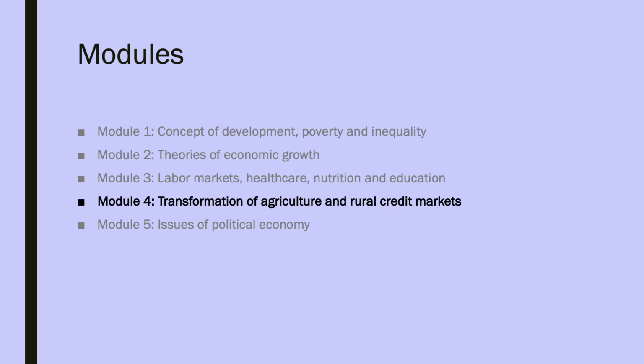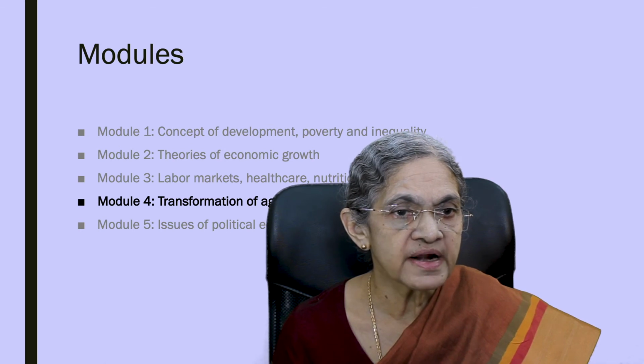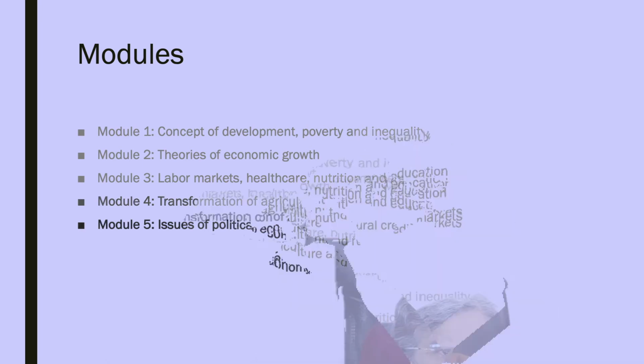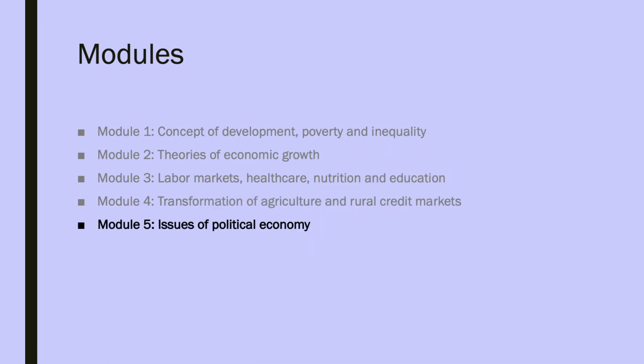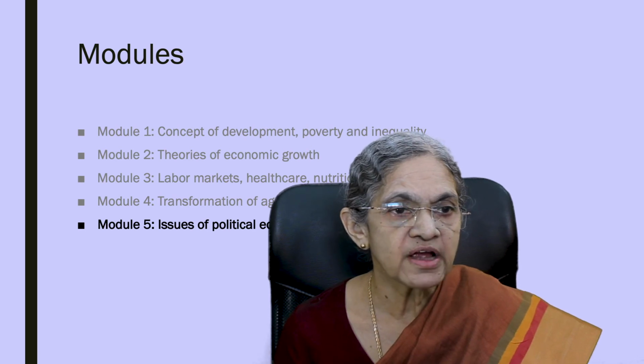The fourth module discusses the transformation of agriculture at macro level. At micro level, the attention goes to rural credit markets, market-linked credit, and the implications to development. The fifth module covers political economy issues and the impact of COVID-19 pandemic on developing economies.